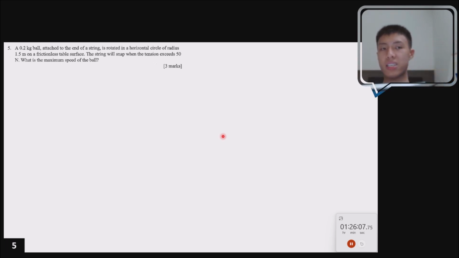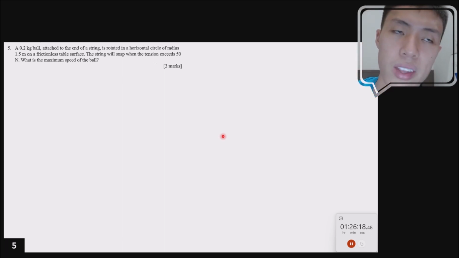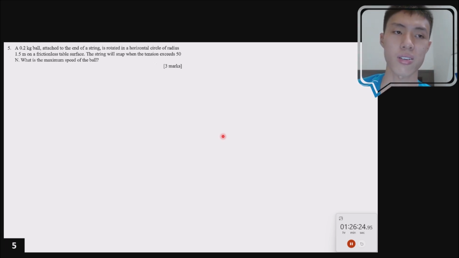Then they say the string will snap when the tension exceeds 50 Newton. So if the tension force in the string is more than 50, it will snap. Then the string will cut off, and after that your ball will not be moving in its horizontal circle. So now they ask what is the maximum speed.